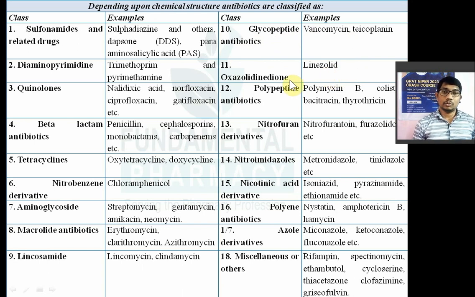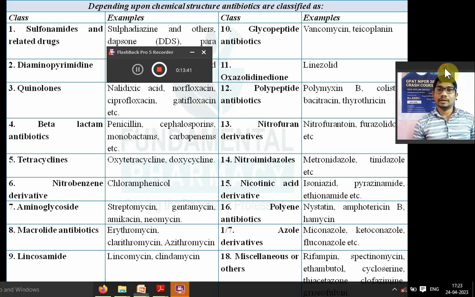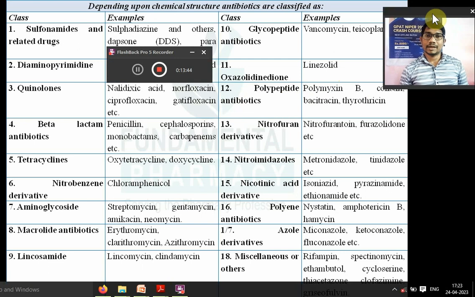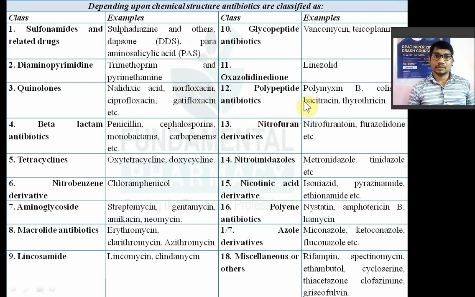Now the next class is class number 12, polypeptide antibiotics. So obviously what will be in it? Peptides. So polymyxin B, then colistin, then bacitracin and thyrothricin. These are the examples, right? The next class is the nitrofuran derivatives. In it there will be nitro and furan. So all these are antiprotozoal agents. In that you have nitrofurantoin and furazolidone. Nitrofurantoin is used as a urinary antiseptic. Furazolidone is used as a GIT antiseptic in the treatment of diarrhea.